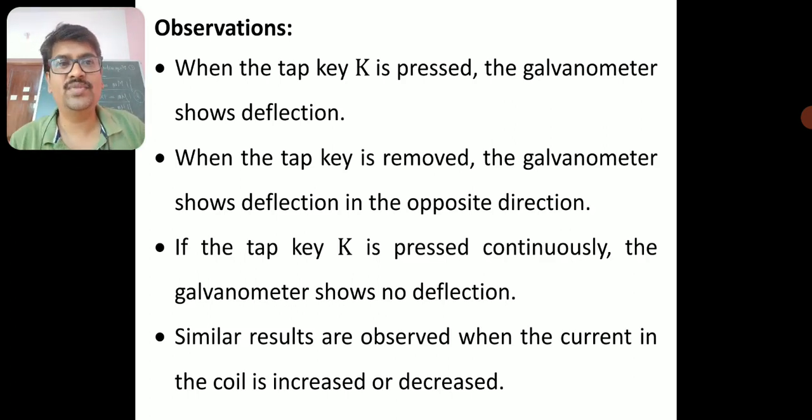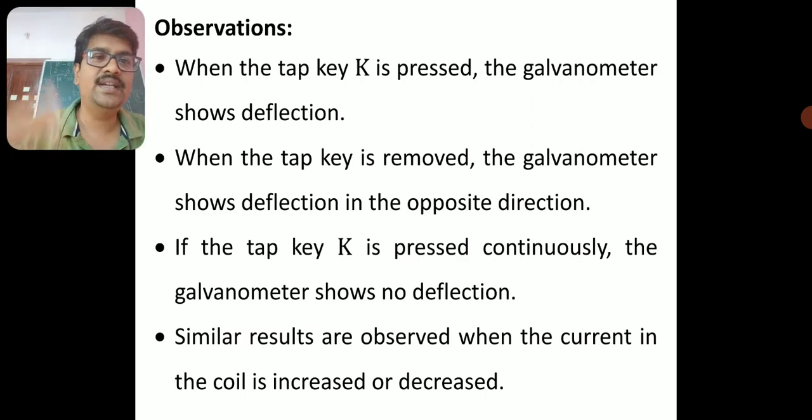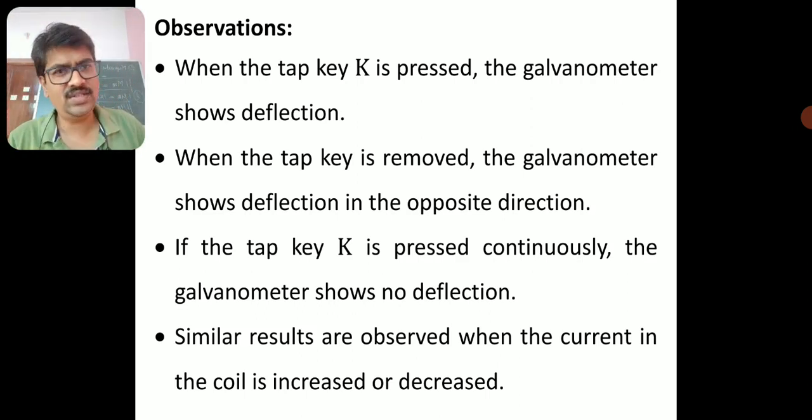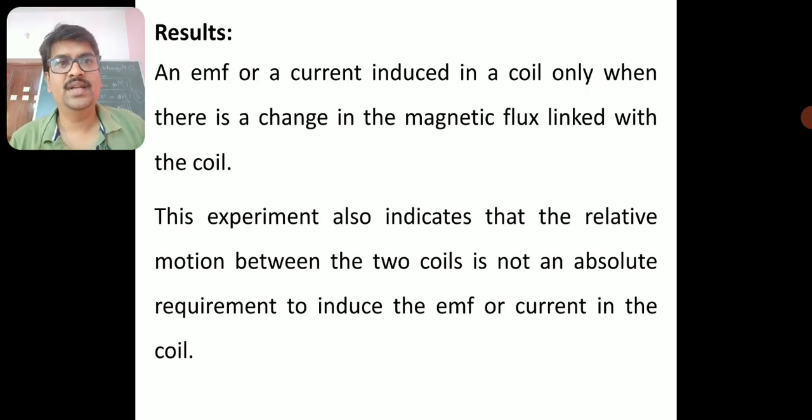Similar results are observed when the current in the coil is increased or decreased. And that's what we are doing. When you press the plug key, current is increased. When you remove the plug key, current will be decreased. The same thing which we have observed. The result of this coil-coil experiment 2 is that an EMF or a current is induced in the coil only when there is a change in the magnetic flux linked with the coil. The same result I am getting from all these three experiments.